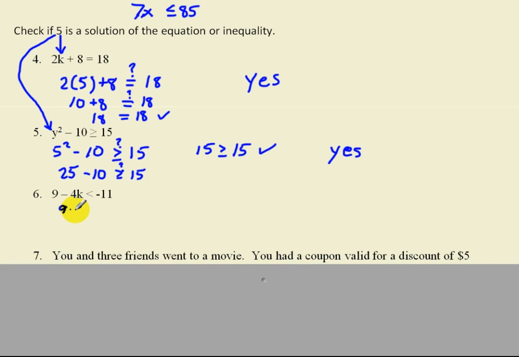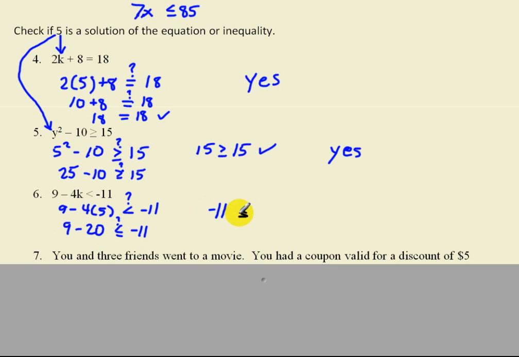Number 6, here we'll substitute again 5 in place of k. So we have 9 minus 4 times 5. And we want to know, is that less than negative 11? So we have to apply our multiplication first here. 9 minus 20, is that less than negative 11? And 9 minus 20 will give us negative 11.